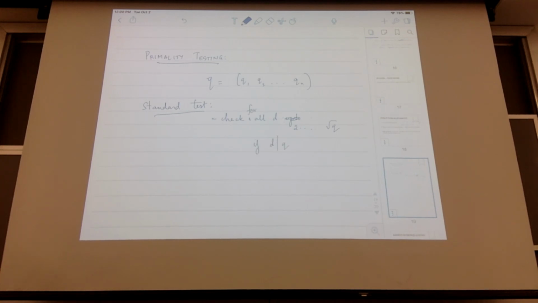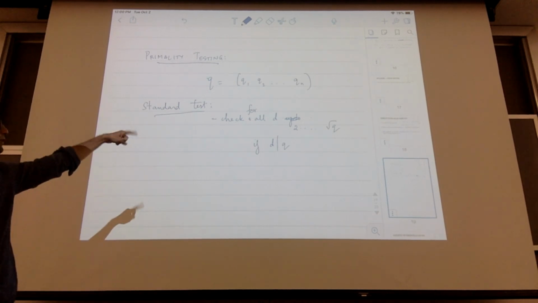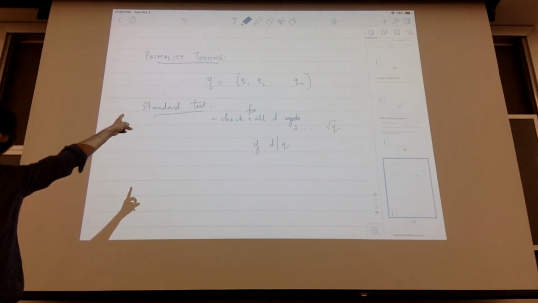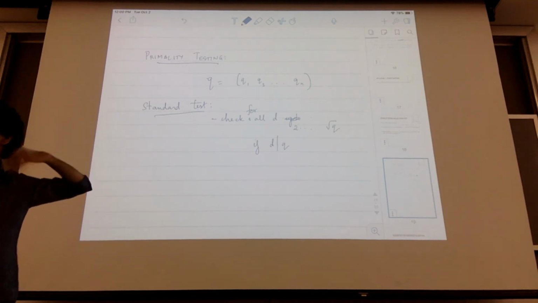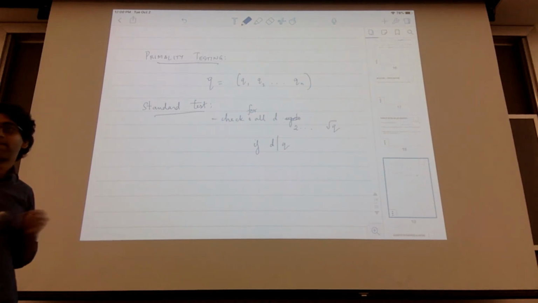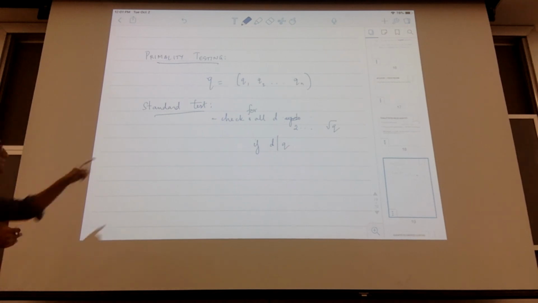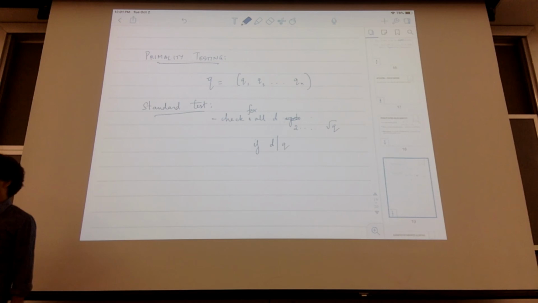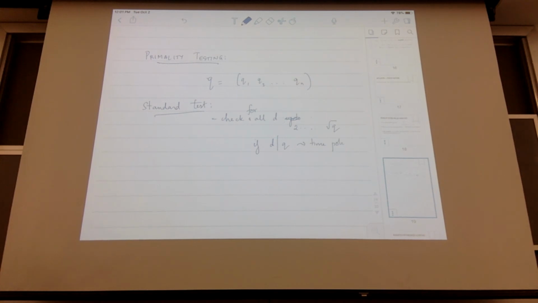So note that checking if D divides Q can be done very quickly. It can be done in time which is polynomial in n. Do you guys all know why? Testing if D divides Q can usually be done very fast. In general, if you have two numbers, both having at most n digits, you can check if one divides the other in time which is polynomial. So this you can verify.